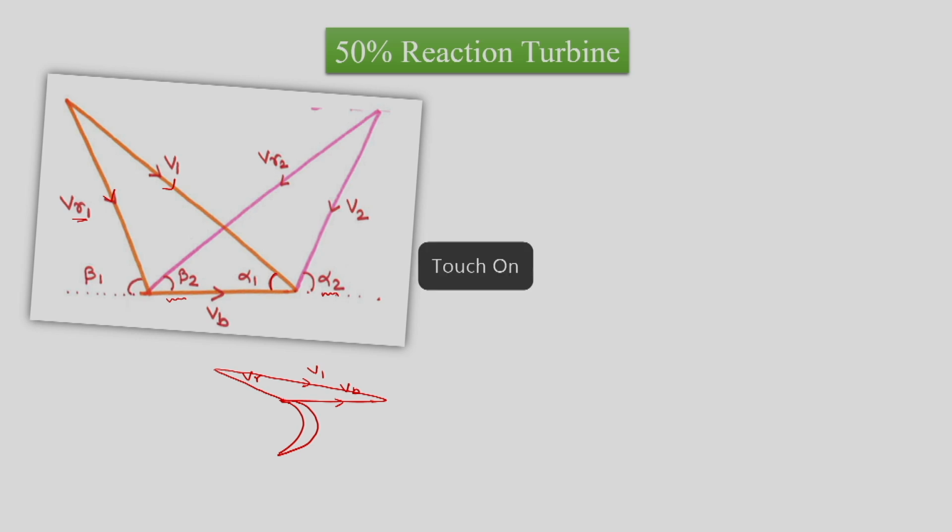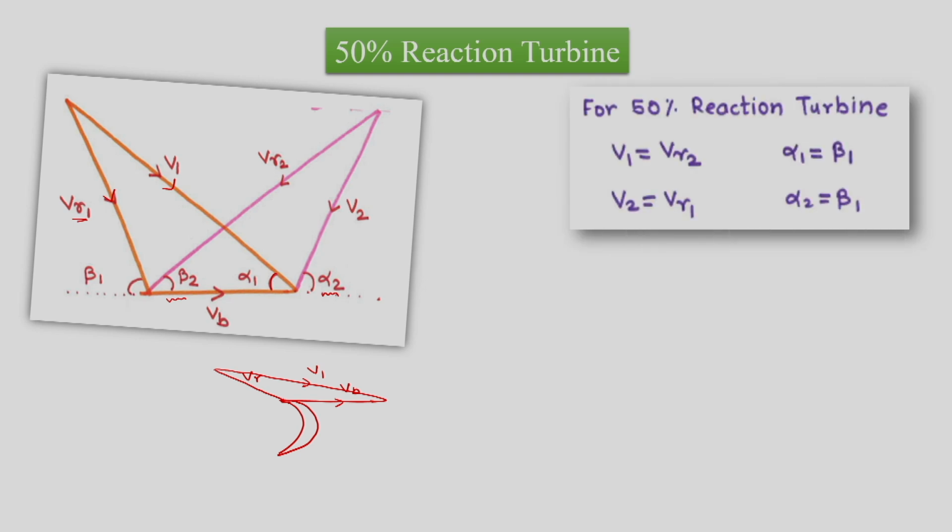We will take a few things for granted for the 50% reaction turbine. In case of 50% reaction turbine, V1 is equal to VR2, and V2 is equal to VR1. Then it leads to alpha 1 is equal to beta 2 and beta 1 is equal to alpha 2. So this is a takeaway for the special case of 50% reaction turbine.